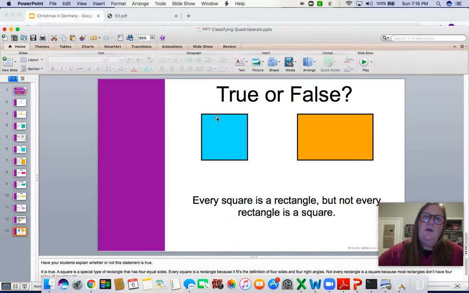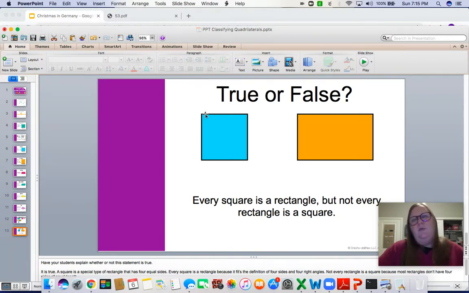So we know that a square has four equal sides. We know that it has four right angles. A rectangle does have four right angles. They would be in the corners right here, but rectangles don't usually have four equal sides. If so, then it would be a square.